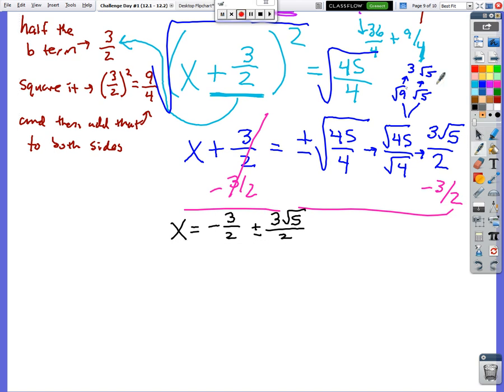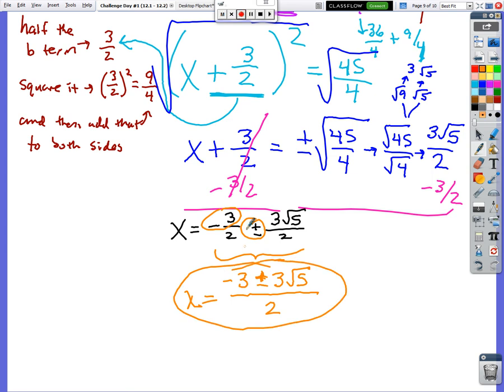Now, this almost looks like the quadratic formula type of answer, right? And so I would say you could just leave your answer as this. But if you really wanted to make it look like the quadratic formula, notice that these two fractions both have common denominators of 2. So technically, we could combine them. This could combine, if you so desire, negative 3 plus or minus 3 root 5 all over 2. And so you could call that your x answer instead.